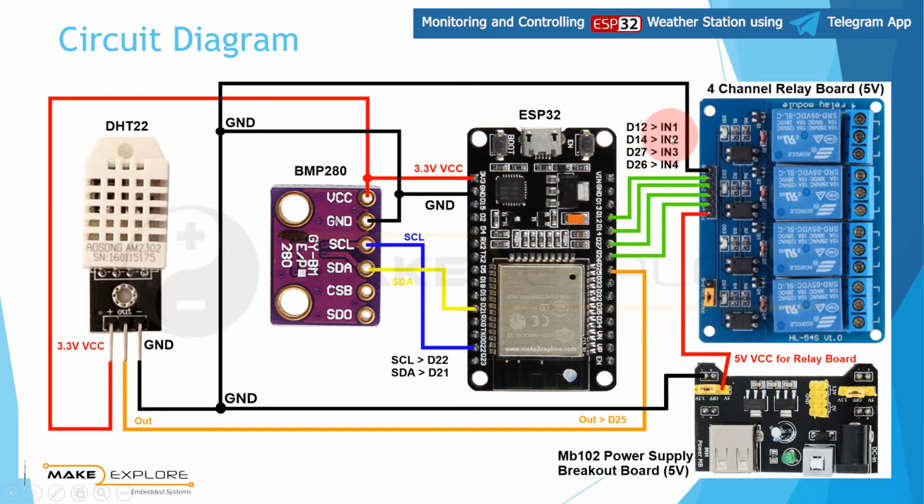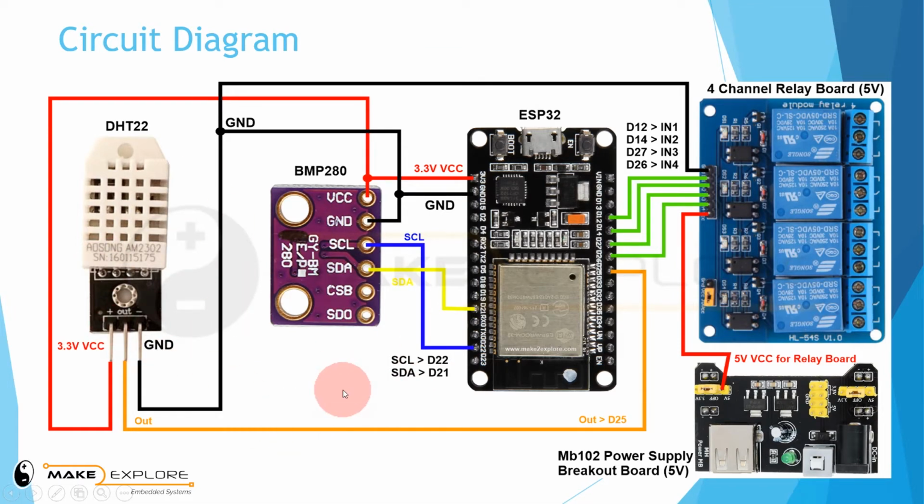Here we have connected all these lines to digital outputs D12, D14, D27 and D26 here. So this is an MB102 power supply breakout board which is used to power this relay board, because this ESP32 is operating at a 3.3 volt VCC and relays require more current, so we have to connect external power supply to this relay board. These are all about circuit diagram.